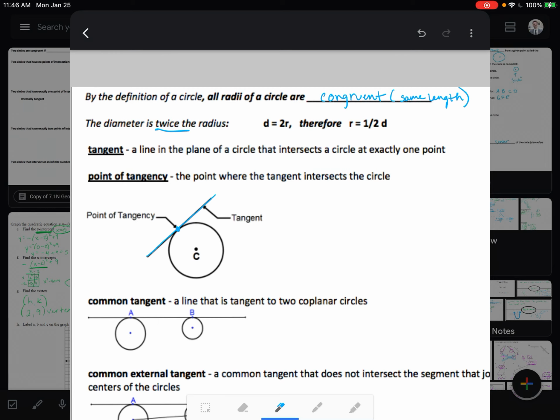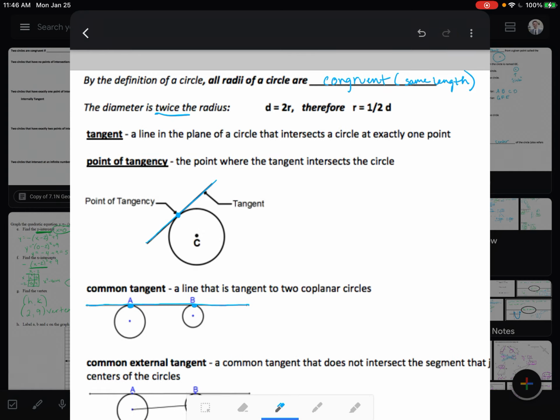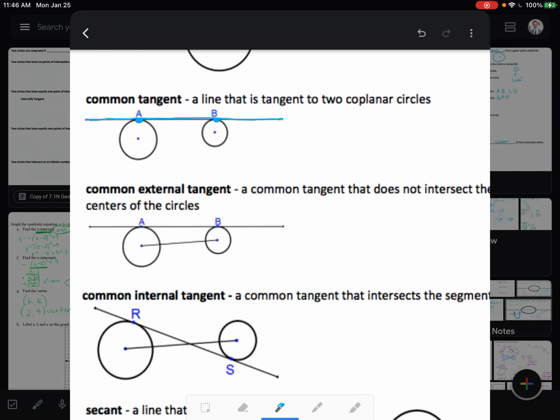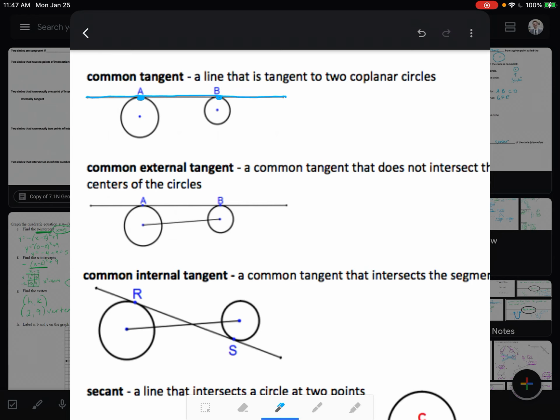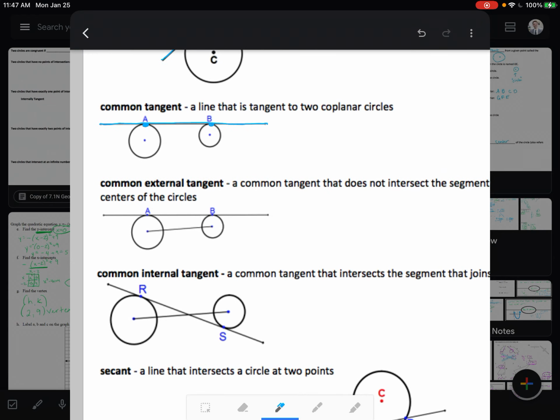Another thing here, a common tangent, is if you have a tangent line that continues, and it intersects more than one circle at exactly one point. So it intersects here at exactly one point, so a common tangent. Again, it intersects two different circles, but it intersects each of them only once.